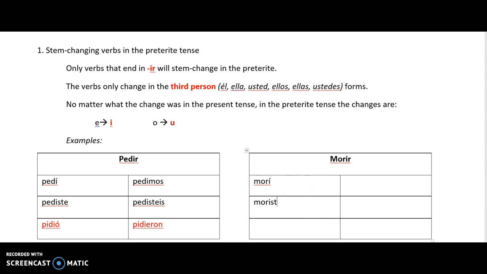For morir, to die, the yo form is morí. The tú form is moriste. Usted, él, ella has the stem change. Murió. Nosotros does not change, morimos. Vosotros moristeis. And then ustedes, ellos, ellas will have the stem change, murieron.